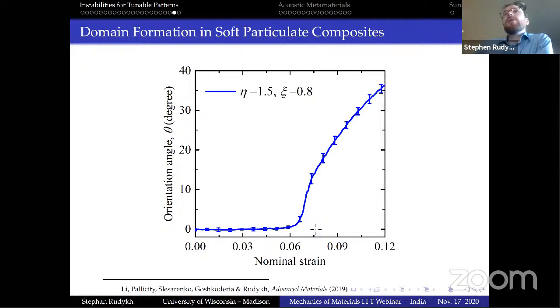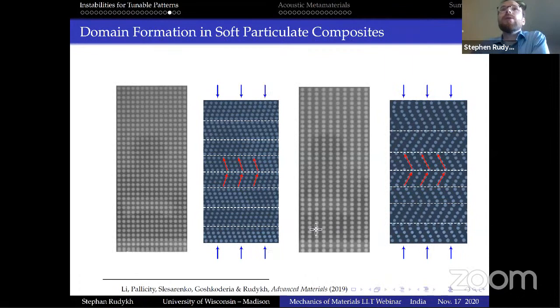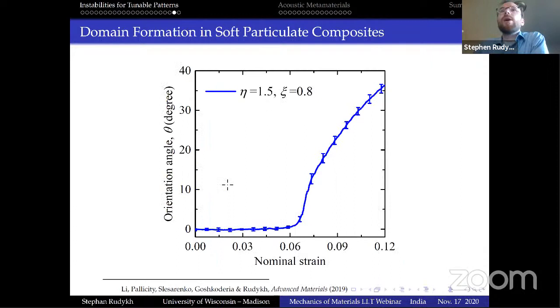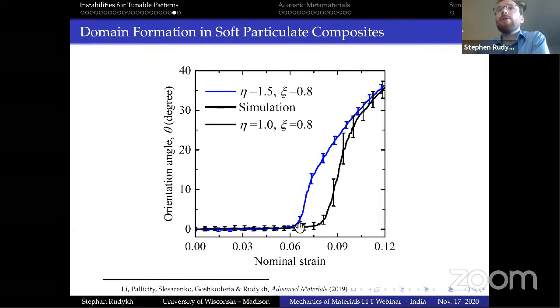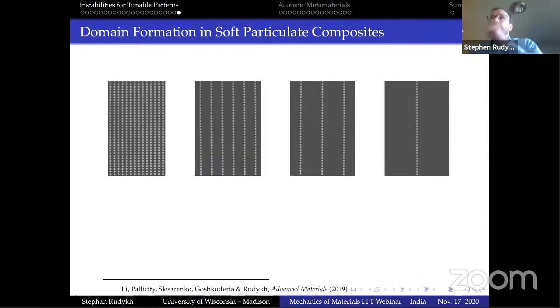Now, just a little bit more information and insight on what happens after that. One of the things that we can do is to characterize this behavior by measuring the orientation angles of these domains. Of course, in the beginning this orientation is zero, so there are no domains. But then after we apply deformation and the induced instability, that's where these patterns start to grow and the angles start to evolve.